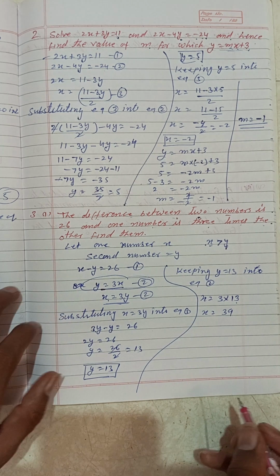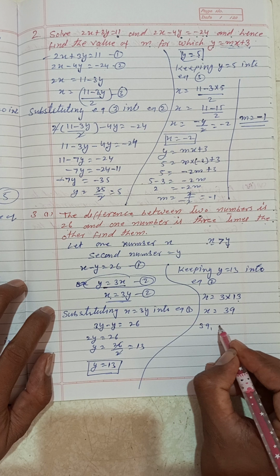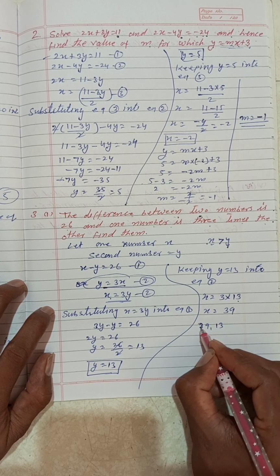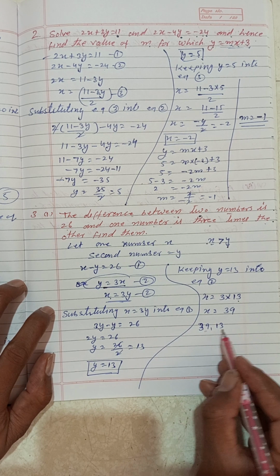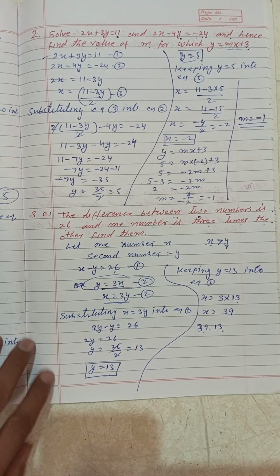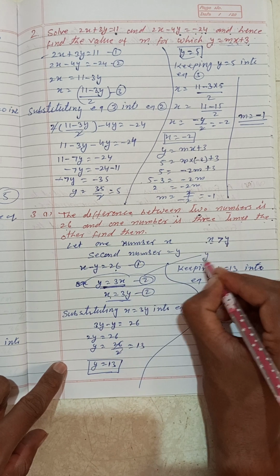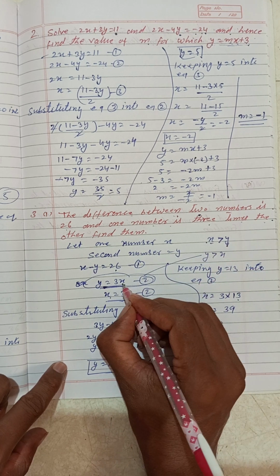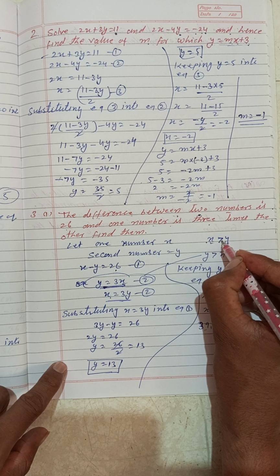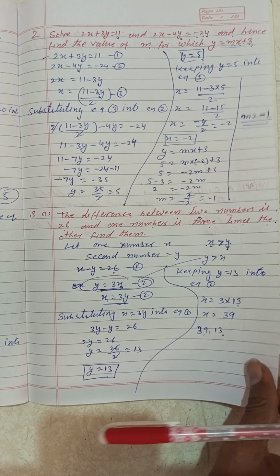So what are the two numbers? The two numbers are 39 and 13. If you subtract, 39 minus 13 is equal to 26 only will come. All conditions are satisfied. If y is greater than x, then this one would be different. But we took x greater than y, so it is like this.